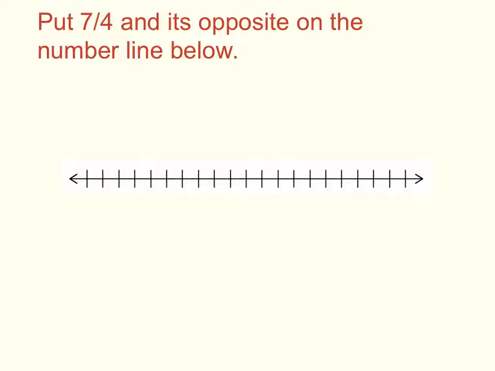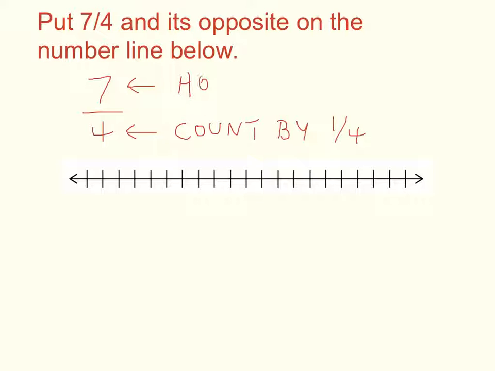In our first problem, we're going to find 7/4 and its opposite on this number line. It will help to think about what the fraction tells us. The denominator, the bottom, tells us what we count by. So in particular, we're going to count by 1/4. The top, the numerator, tells us how many steps.